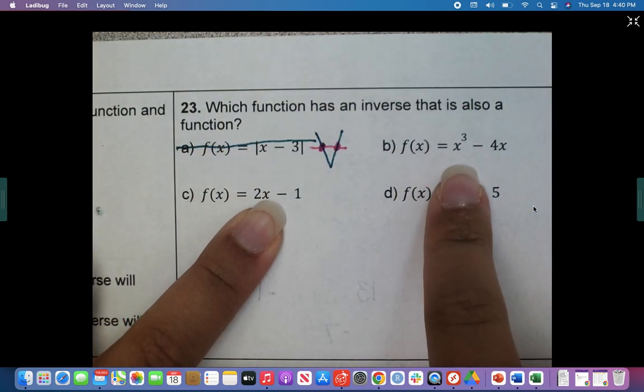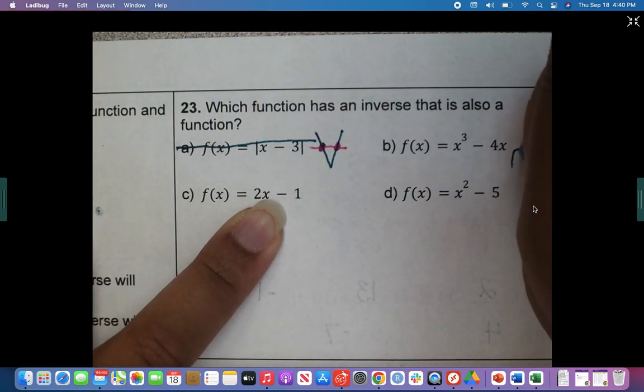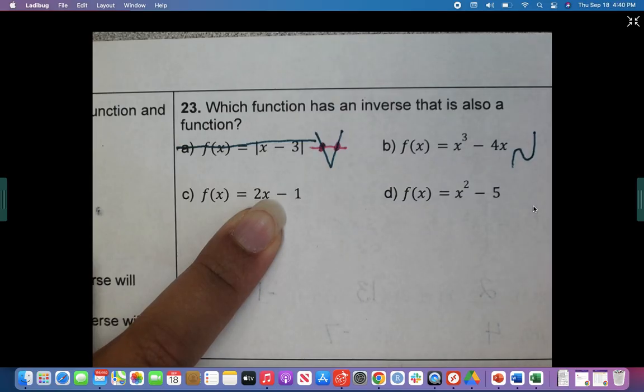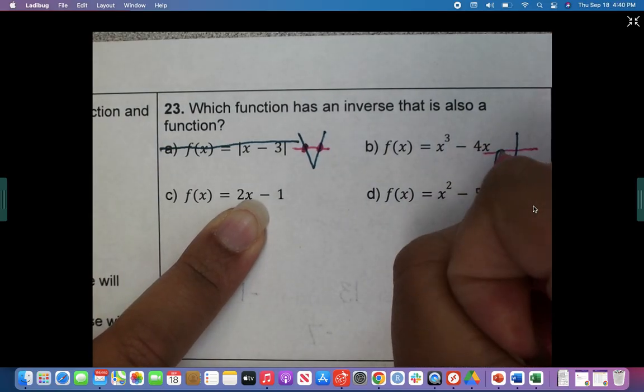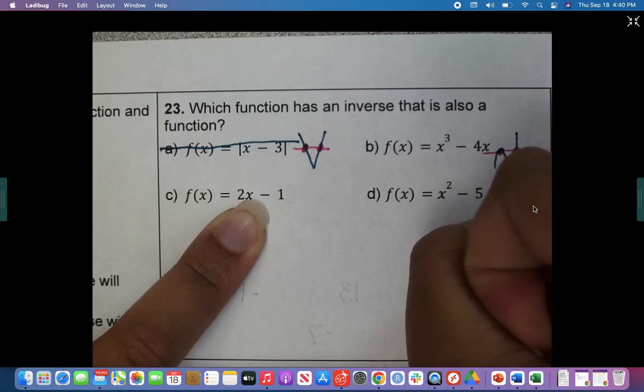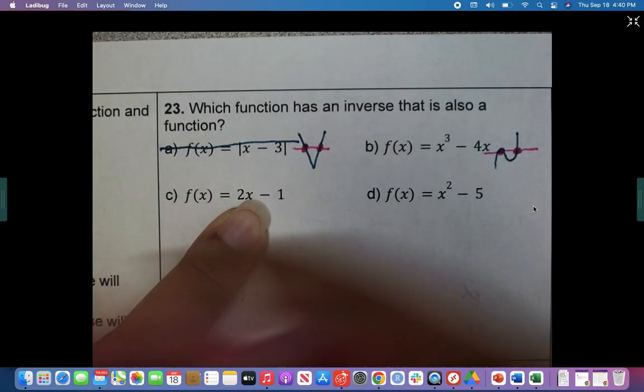B, that's a cubic function. Remember, that's the snake in the tree. So that looks like that. Does that pass the horizontal line test? No, it does not, because again, it touches multiple times. It can only touch once, so that is a no.